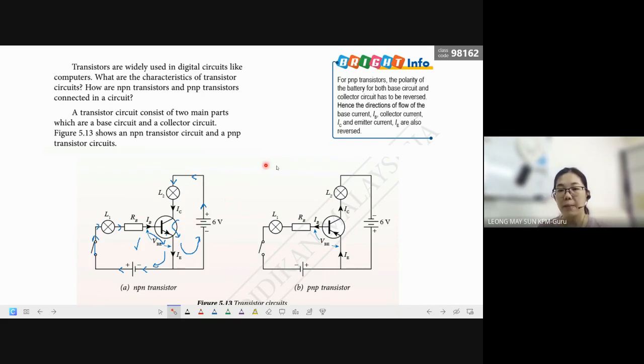I'm going to explain again using the PNP transistor. In order for this PNP transistor to function, the current flowing through the collector circuit and the current flowing in the base circuit must be in the same direction as the PNP transistor's arrow. How to determine that? You look at the polarity of the terminals. This is positive and the shorter line is negative. Please remember, the longer line is positive, the shorter one is negative. Current flows from positive.